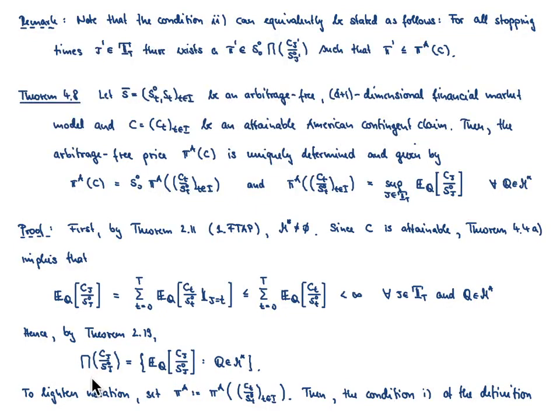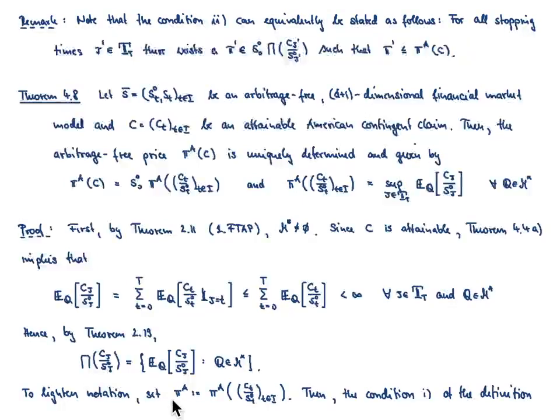Well, remember that the set of all European contingent arbitrage-free prices of the European contingent claim C_τ divided by S^0_τ times S_T is characterized by the set of all expected values of the discounted European contingent claim, which coincide with the discounted American contingent claim at the stopping time, provided that that expectation is finite. But here we convinced ourselves that this expectation is finite for any τ and any equivalent martingale measure. Hence, we have that representation of the set of all discounted arbitrage-free prices of the corresponding European contingent claim.